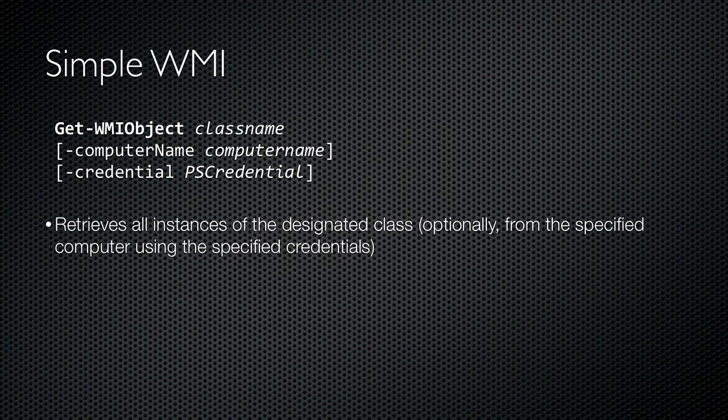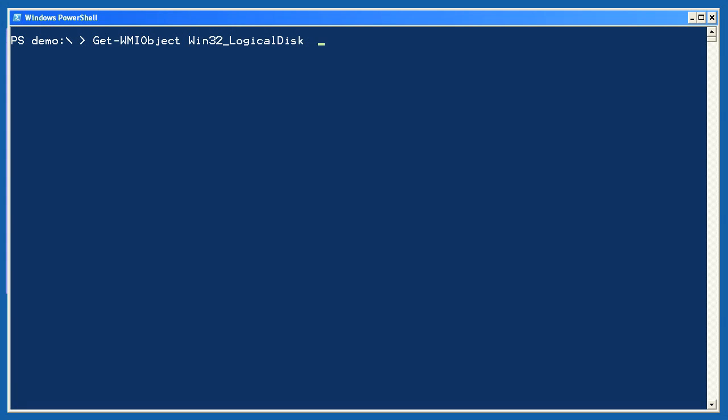Here's the simplest way to work with WMI. Run Get-WMIObject and specify the class name you want to retrieve. You can optionally specify alternate credentials and a remote computer name if you like. This will retrieve all instances of the specified WMI class. So let's see that in PowerShell.